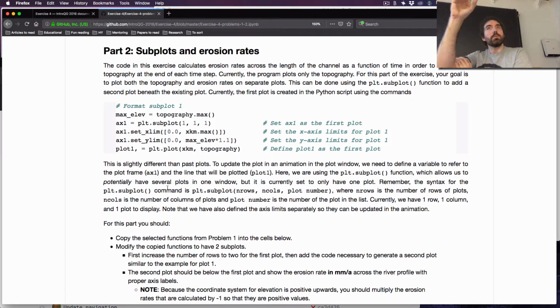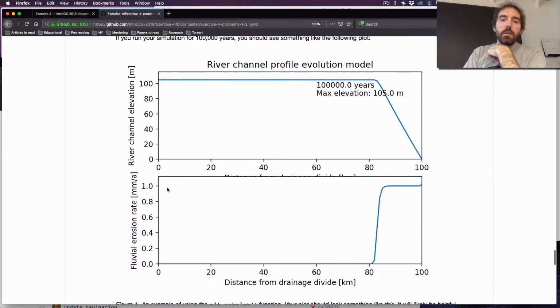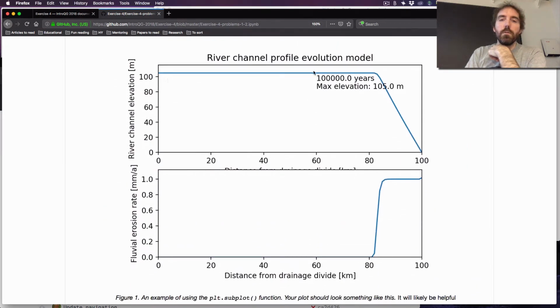So we're going to have one with the channel profile, and we're going to add another one that shows the erosion rate through time as the subplot beneath it. It looks like this. So here's the channel profile after 100,000 years. It looks kind of steep and straight, but it will get more curved over time. And then here's the river erosion rate plotted underneath it. And in this case, the landscape is being uplifted at 1 millimeter a year, and the erosion rate in these sections is basically exactly balancing that uplift.